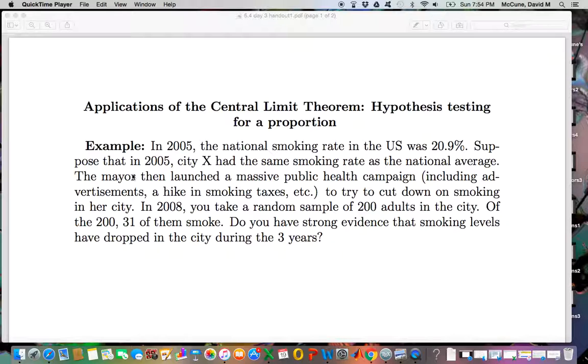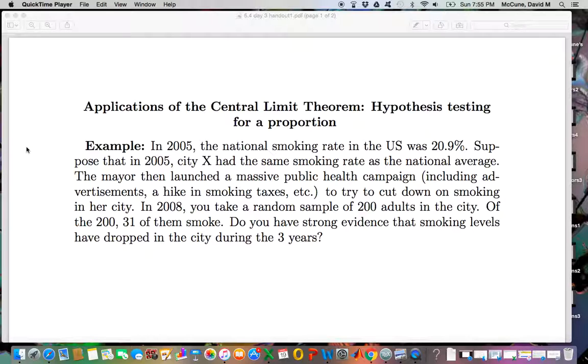So here's our first example. In 2005, the national smoking rate in the United States was 20.9%. Suppose that in 2005, some city had the same smoking rate as the national average, so 20.9%. The mayor then launched a massive public health campaign, advertisements, they upped the taxes on smoking, etc. And he did this to try to cut down on smoking in the city. So in 2008, you take a random sample of 200 adults. Of the 200, 31 of them smoke. So here's the question. Do you have strong evidence that smoking levels in that city have dropped?